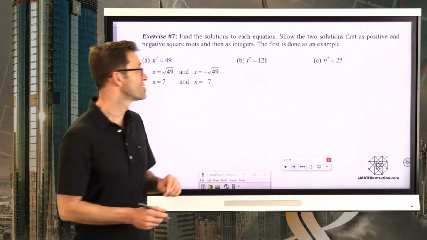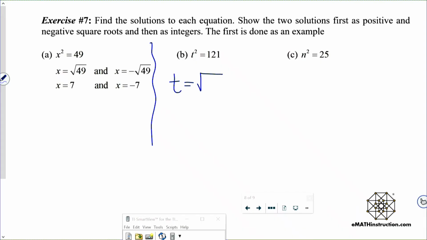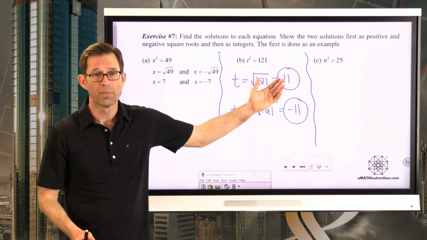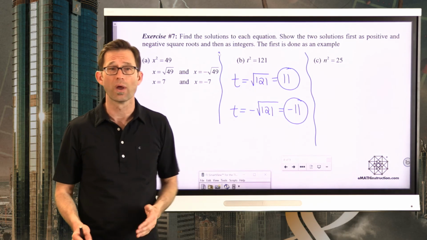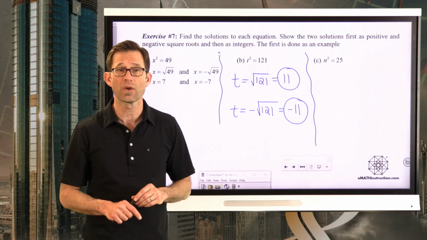All right, so let's do it. In this case, one solution will be the square root of 121, and the other solution will be negative square root of 121. The square root of 121 is 11, and the negative square root of 121 will be negative 11. And again, you don't have to take my word for it. Take both of these values, plug them into the equation. They make the equation true, and therefore, they are solutions to the equation.